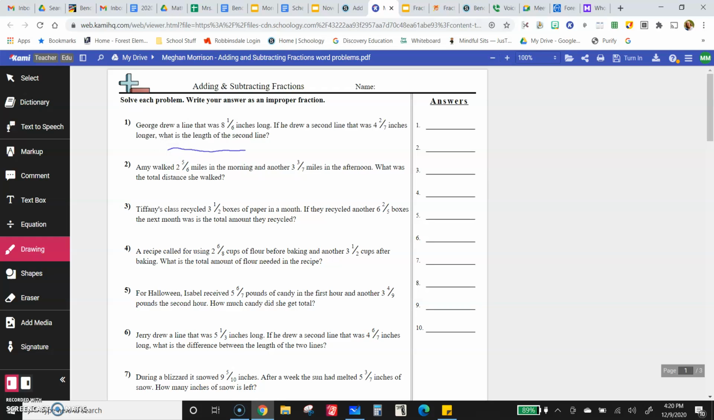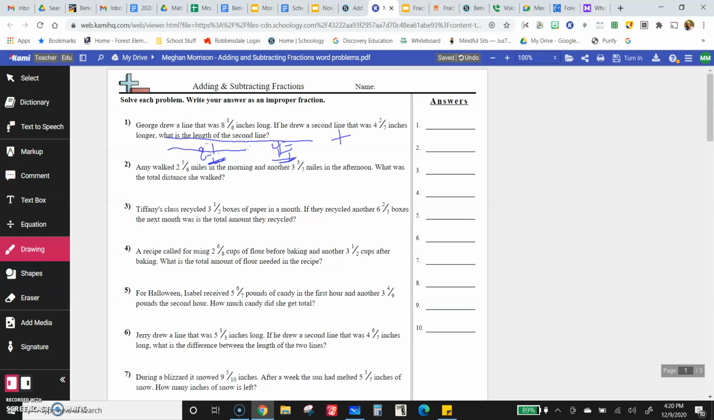So if he drew a line, and then he drew another line that was that much longer. So if that's 8 1/6, and then it's 4 2/7 inches longer, that means we need to take this and add on that much more. Sorry, the numbers didn't show up, but the numbers are right there for you. So this first one would be adding those numbers together.